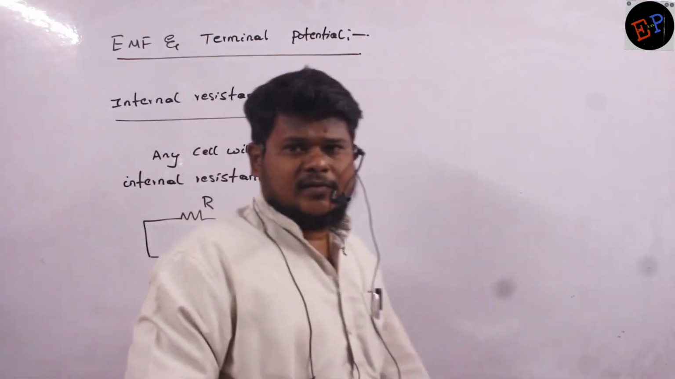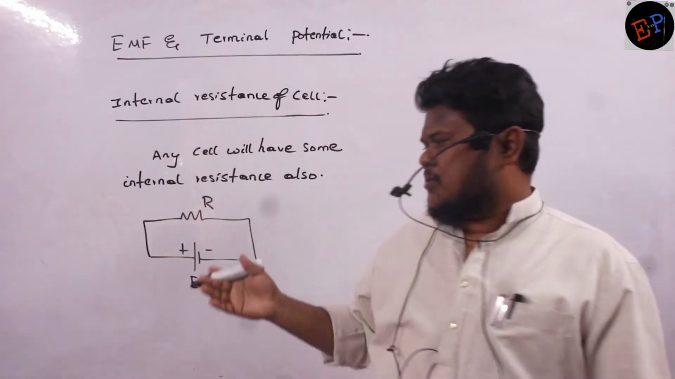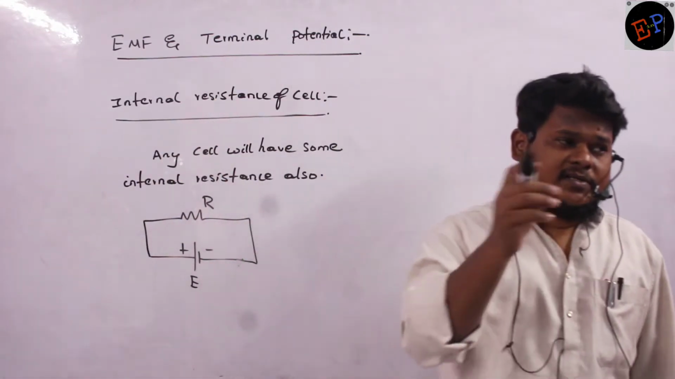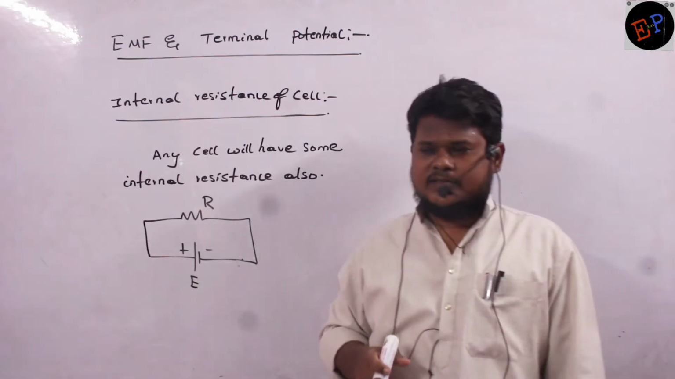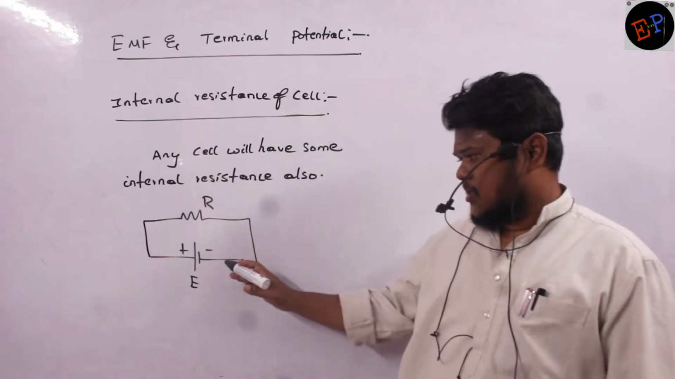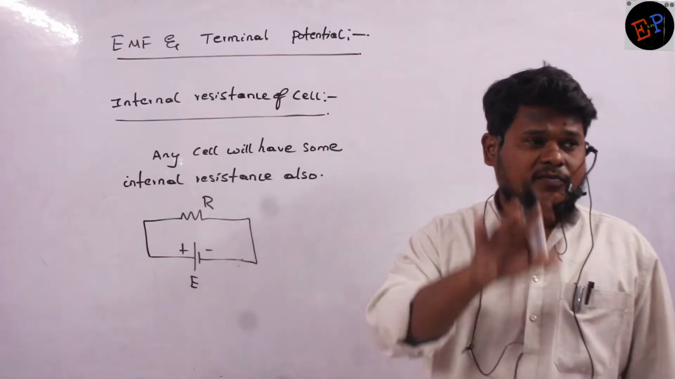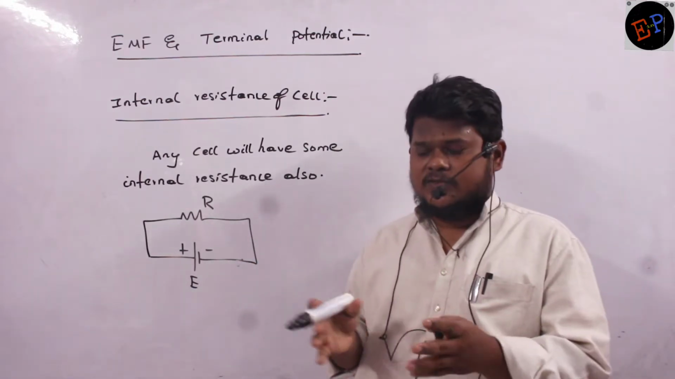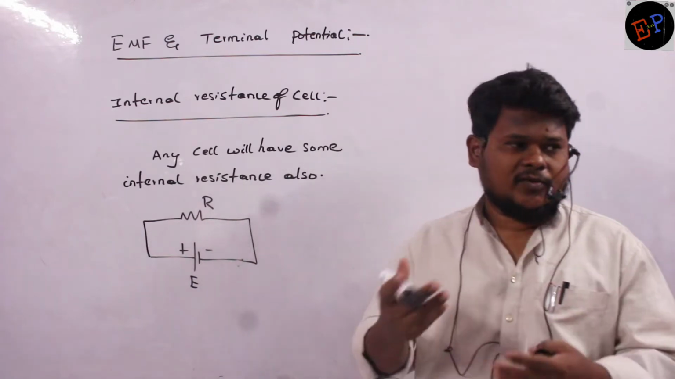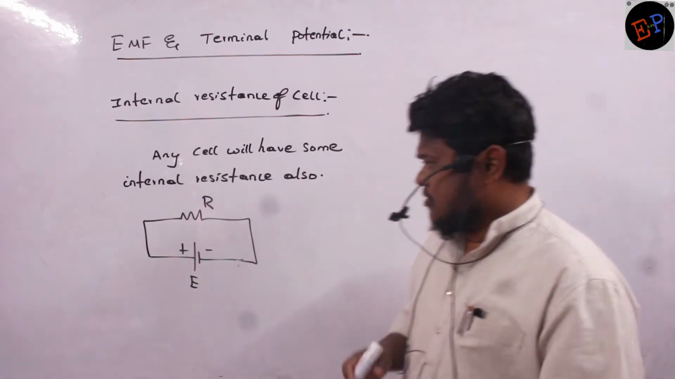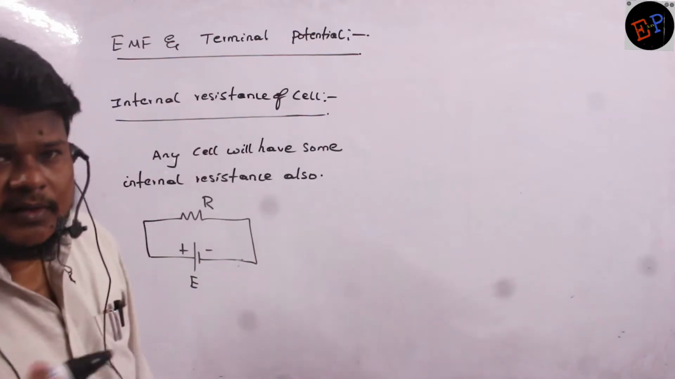What is meant by internal resistance? Resistance offered by the cell. In every cell, there will be some internal resistance, because the charge, the current, will enter into the battery, and that current also will get some opposition. So it means the battery also is opposing the flow of current. That resistance offered by the cell is called internal resistance.